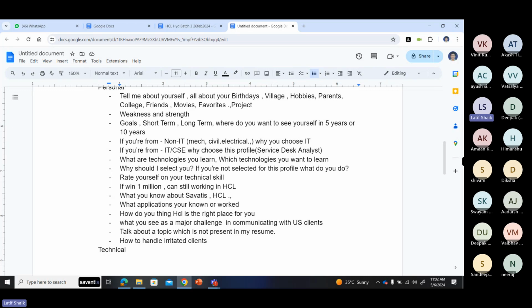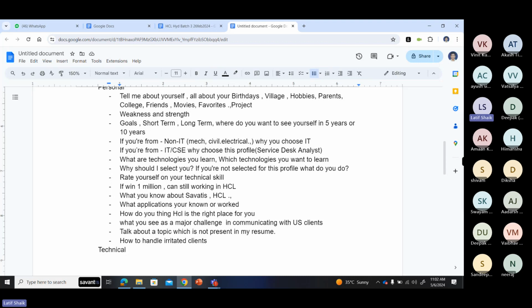Okay, if you are not selected for this profile, what to do? The thing is, guys, don't say any reckless answer and don't say any disappointed answers also. The answer is always like, yeah, if you are not selected for now, what will happen? You will keep doing it, keep learning, keep searching for the job. When you get it, then you will get it. This is always a very straight point.